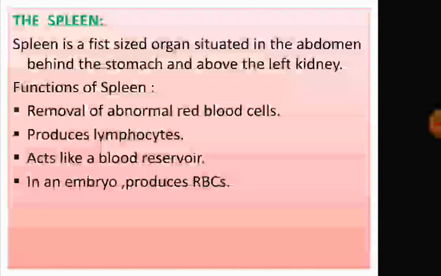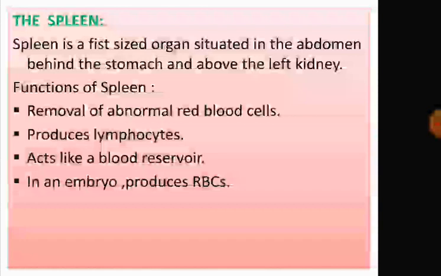Spleen. A spleen is a fist-sized organ situated in the abdomen behind the stomach and above the left kidney. The spleen also acts as a blood reservoir. That means in case of emergency, physical or emotional stress, or carbon monoxide poisoning, it releases stored blood into the bloodstream.